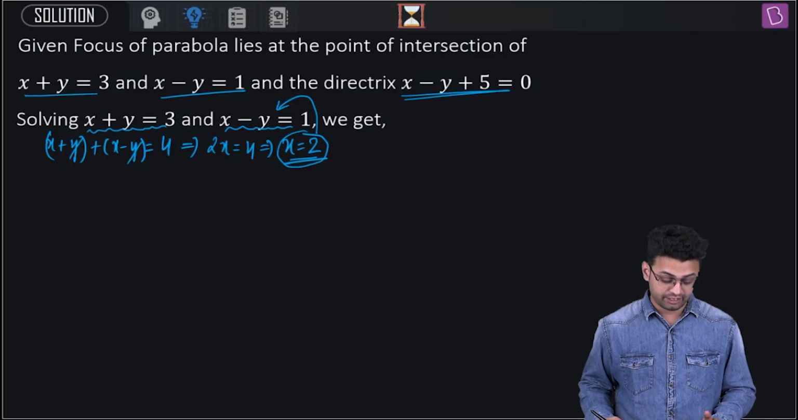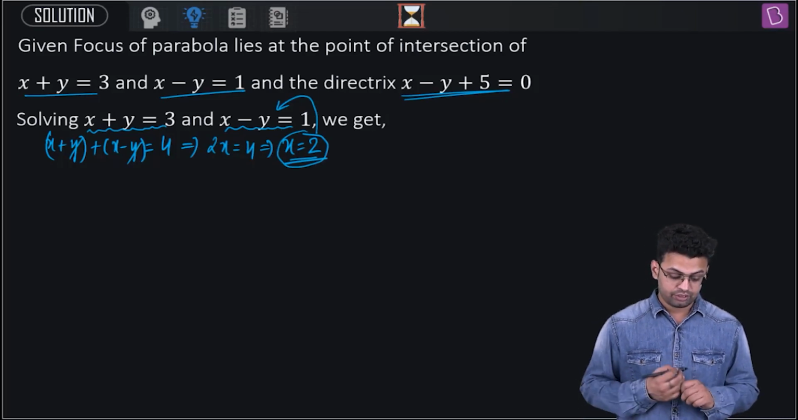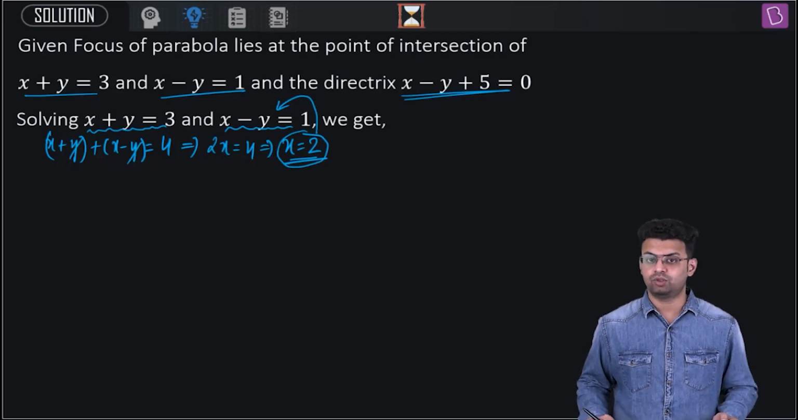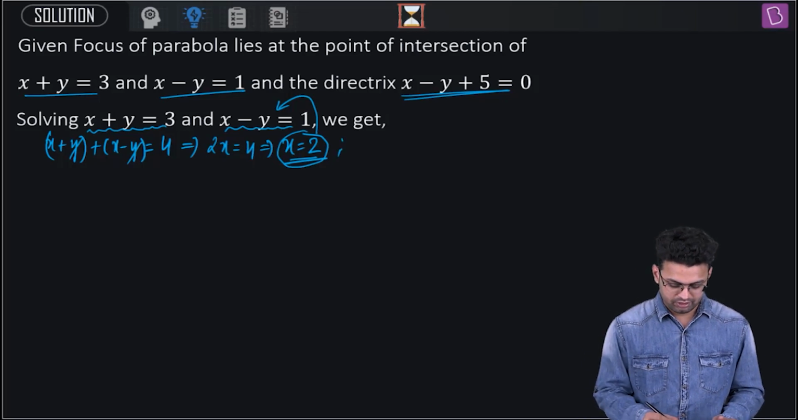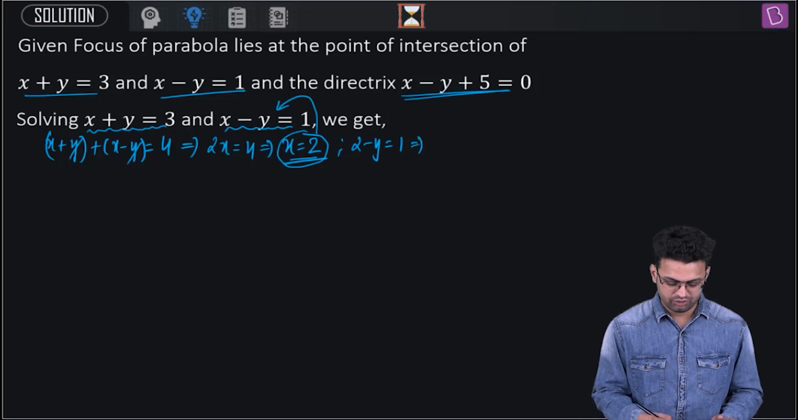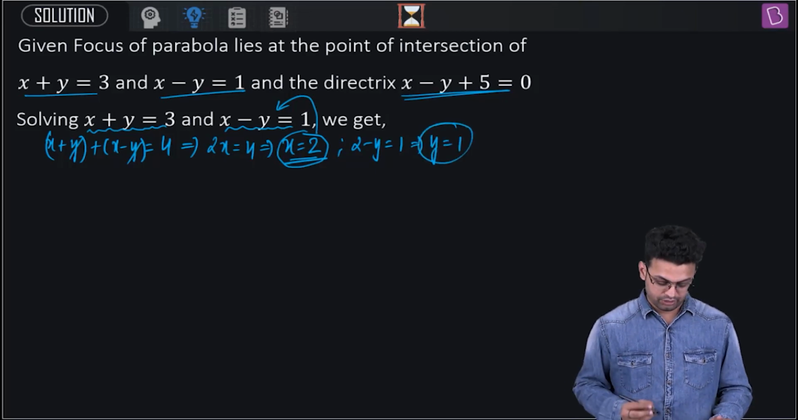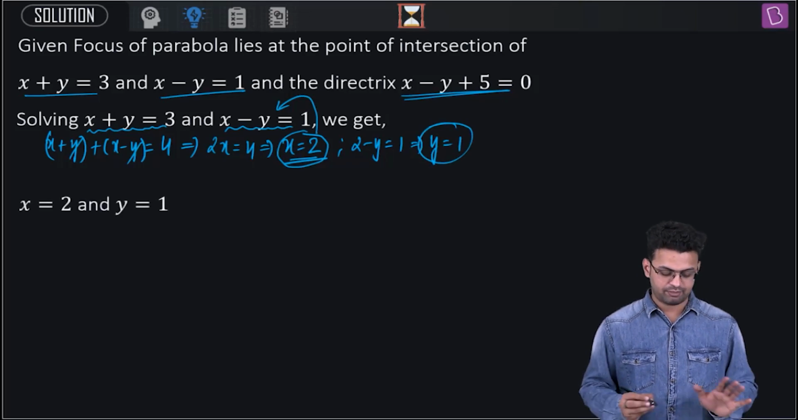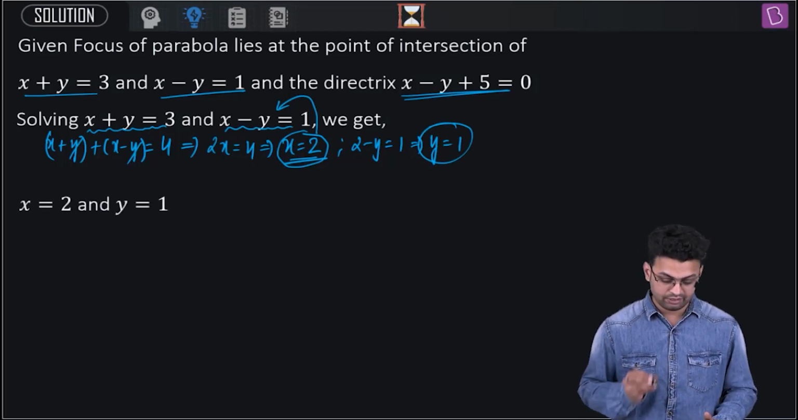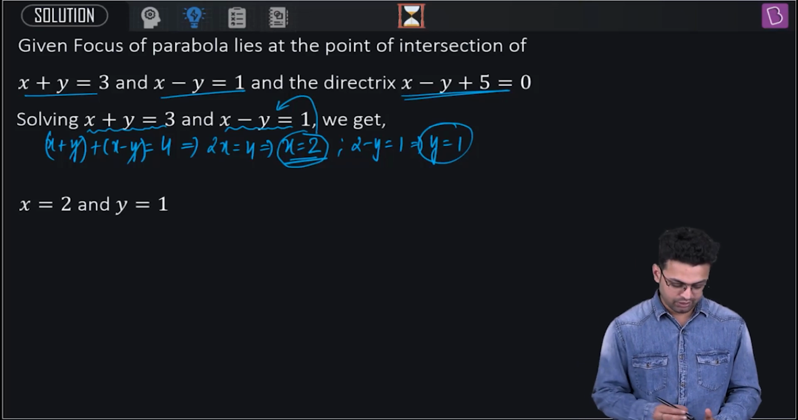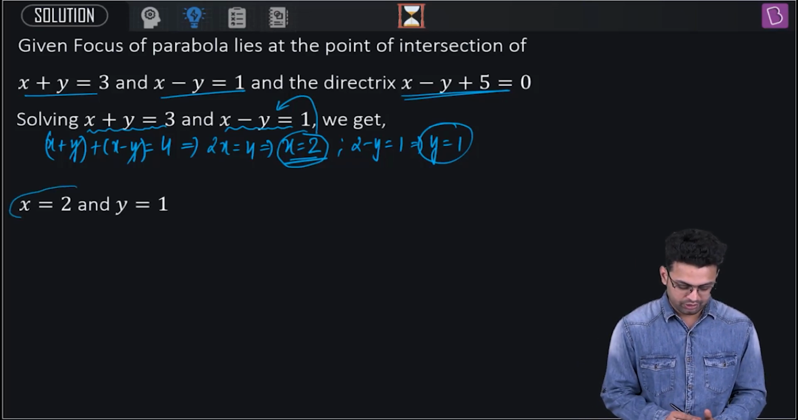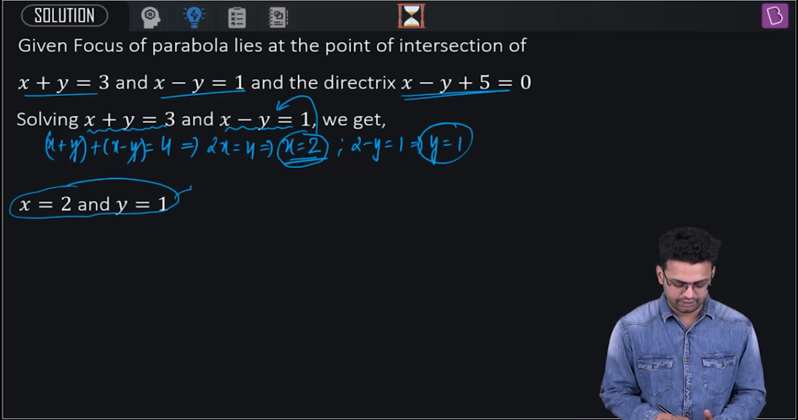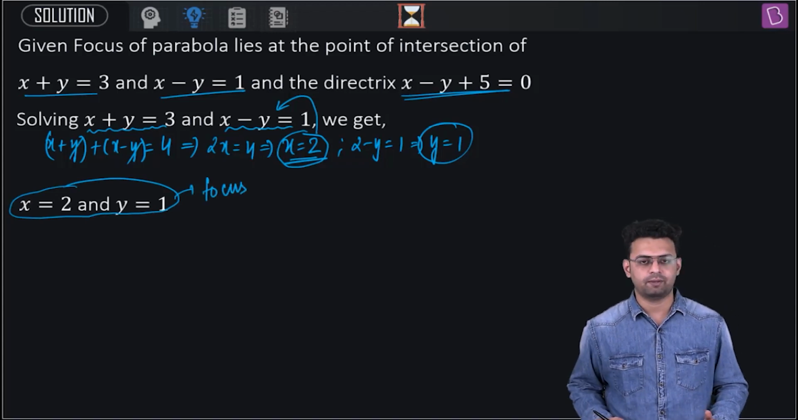Say if I'm putting it in the second one, what I'll get is 2 minus y is equal to 1, right? 2 minus y is equal to 1. This will give me the value of y as 1. Correct? So on solving both these equations, I am getting the value of x as 2 and the value of y as 1. So that means (2, 1) is nothing but the focus of the required parabola.